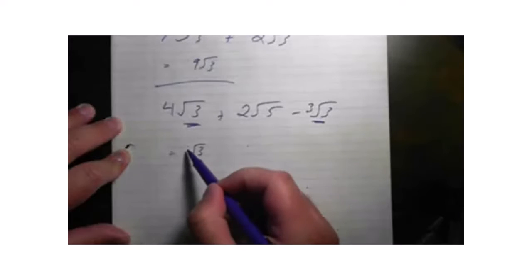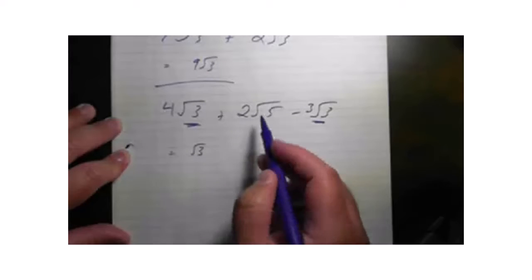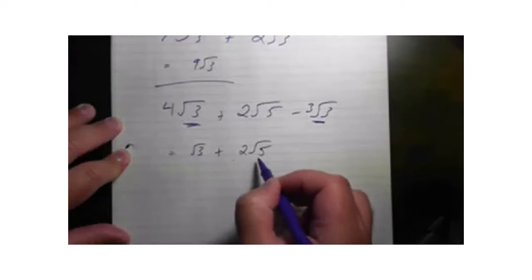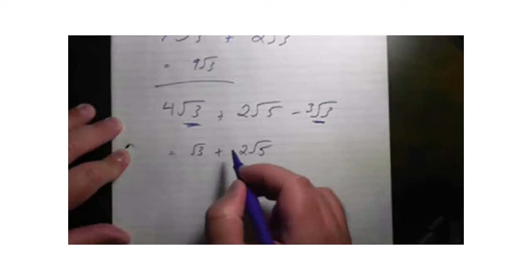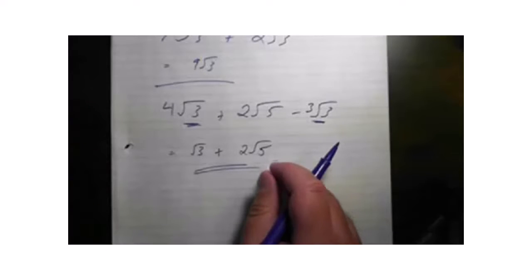I don't need to write this 1 out in front, because if it's not there, it's assumed to be a 1. Of course, this 2 root 5 is left over, and as I mentioned, we can't add these together because they're not like terms. As a result, that's my final answer right there. There's nothing else I can really do with that. Okay?